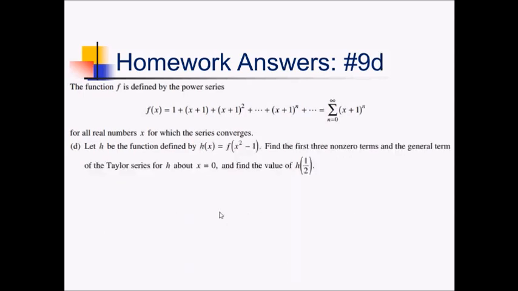On this last problem part, they're saying h is defined as f of x squared minus 1. They want the first three non-zero terms and the general term of a Taylor series for h. Then we're going to use it to find h of 1/2.